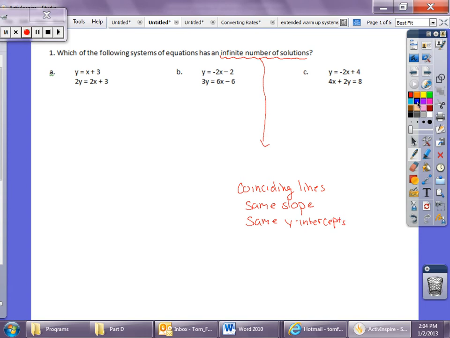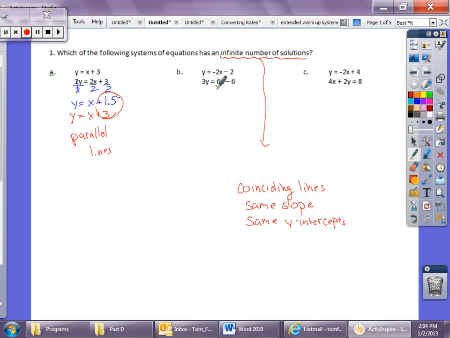So now when we look at this first equation, we have y equals x plus 3, and now when we look at the second one, it's 2y equals 2x plus 3. Well, we need to write this in slope-intercept form, so we divide everything by 2. We get y equals x plus 3 divided by 2, which is 1.5, and we have our top equation, which is y equals x plus 3. Well, they have the same slope, but they have different y-intercepts. These are different, so these are parallel lines, not coinciding lines.